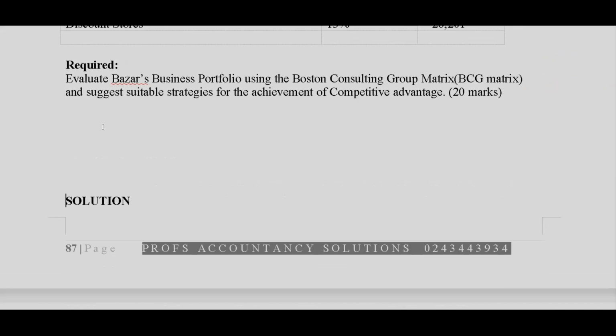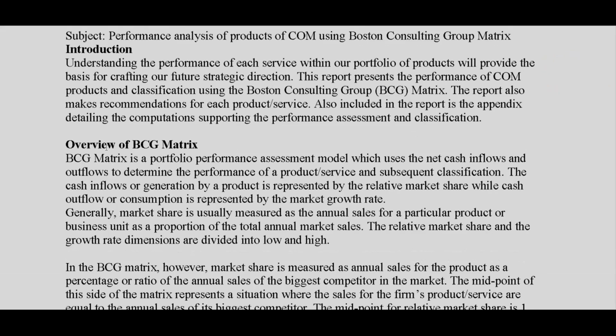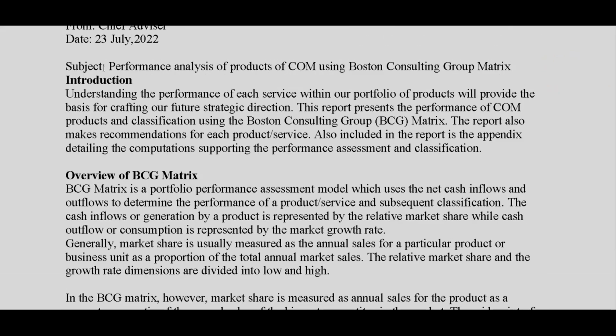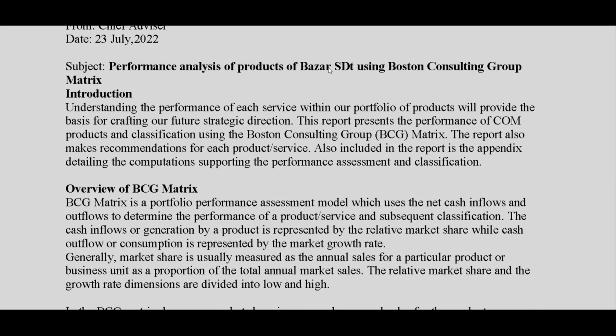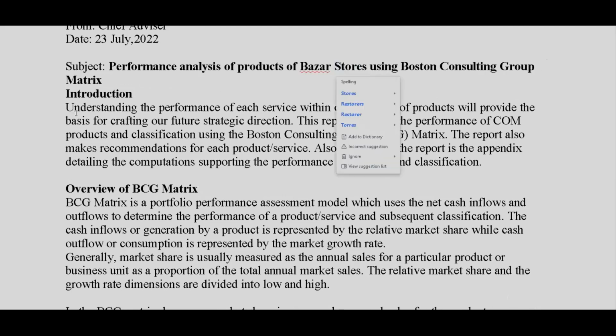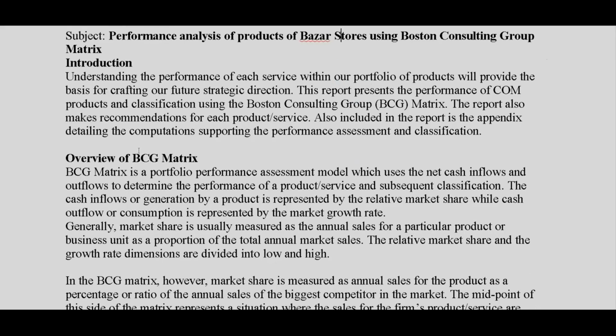So in the report, what do you have to look at? You can talk about what it is, the dates, all that. Then your subject will be the performance analysis of the products of com using the Boston Consulting Group Matrix. If it is com, but here it was Bazaar Stores. Bazaar Store. So the introduction: I used com's solution to match Bazaar Stores. That's why you see com there, but I will change it later.